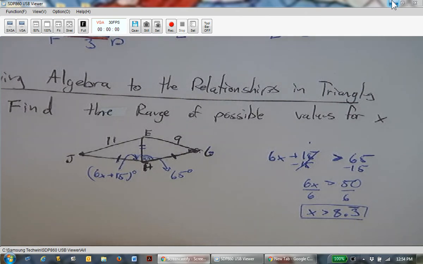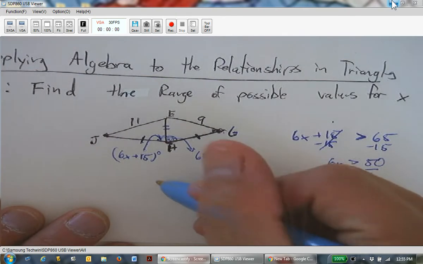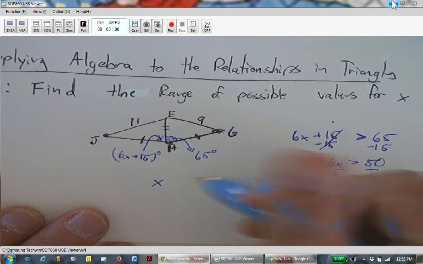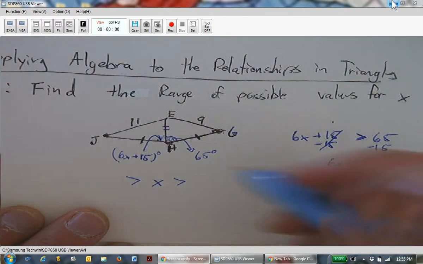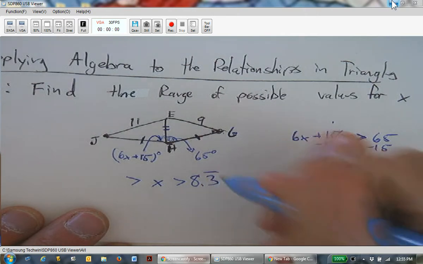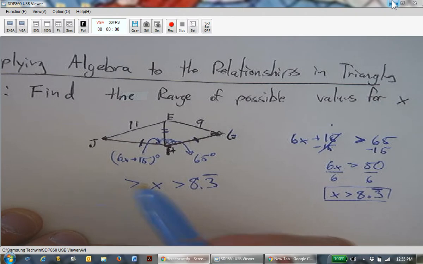Okay? I know the range means that whenever you hear range, you've got to have a range where x is going to be bigger than a number, but also smaller than a number. So far, we've got 8.3 repeating. Okay? The question is, what are we talking about on the left-hand side?